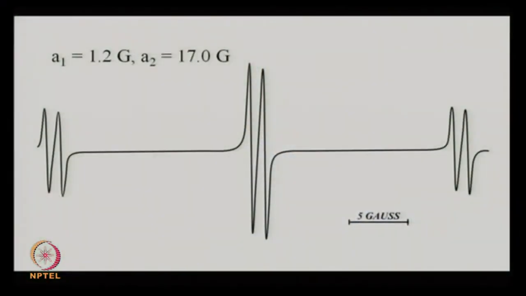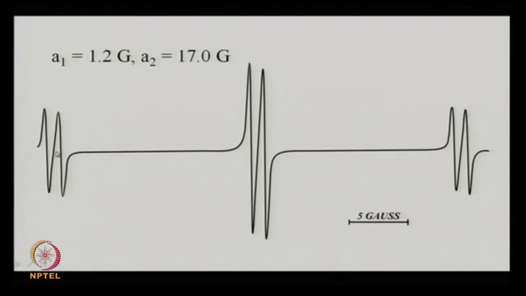We have seen this spectrum earlier. It has got two coupling constants, A1 1.2 Gauss and A2 17.0 Gauss. We measured these values using our ruler and divider technique. If you see very carefully, the height of this is not matching with this height here. This is slightly lower than this one. And at the bottom, this is slightly lower than this one.